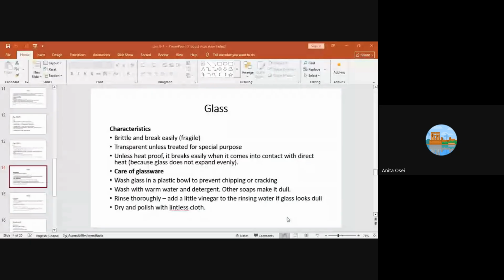Yes, madam. For me, I don't wash it with other utensils like silver and the rest, metal utensils. I wash it separately. And then I also use the normal liquid soap and the sponge to wash it. That's how I care for mine. Thank you.